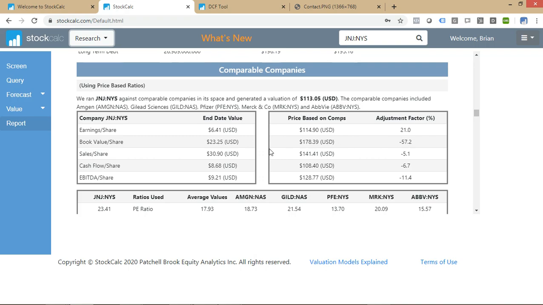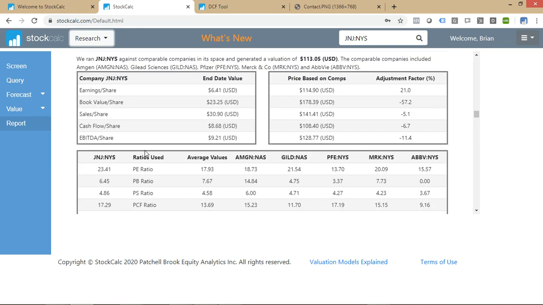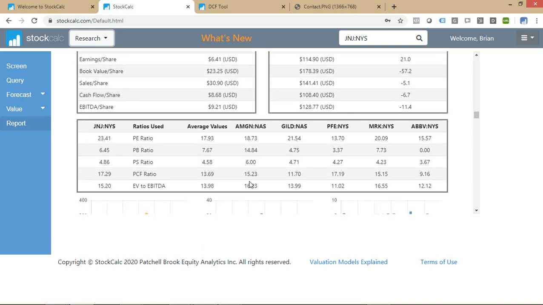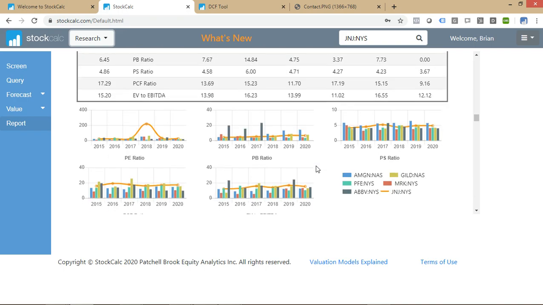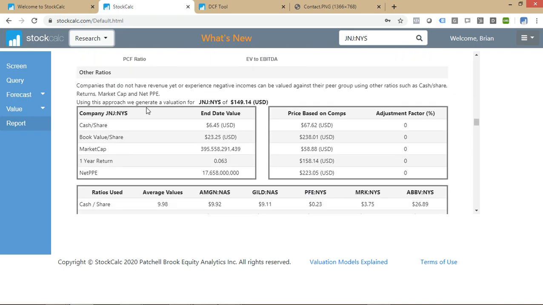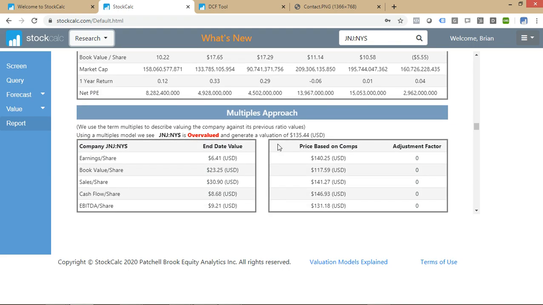We look at the company from a comparable basis, so J&J against Amgen, Gilead, Pfizer, Merck, AbbVie, for example, using standard ratios, price to earnings, book sales, cash flow, EV/EBITDA, to come up with a valuation for the company that way. We also run a set of other ratios, and this is generally for companies that have no revenue or negative EBITDA, for example. So we look at some different components on a comparable basis to come up with a valuation for the company that way too.